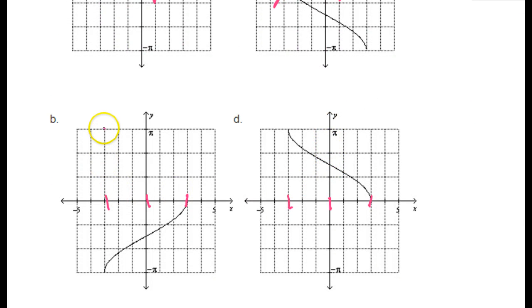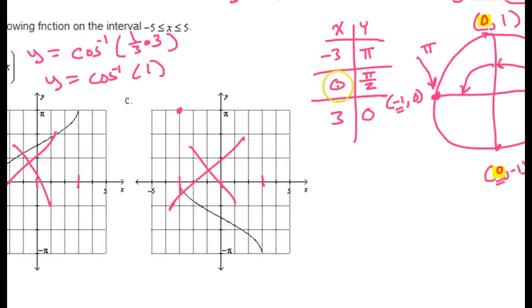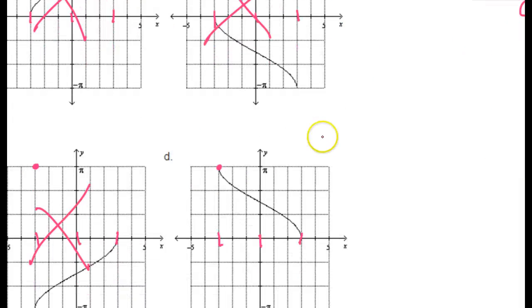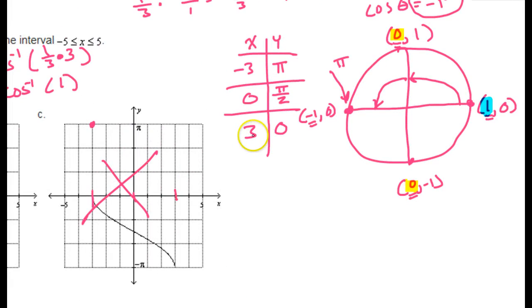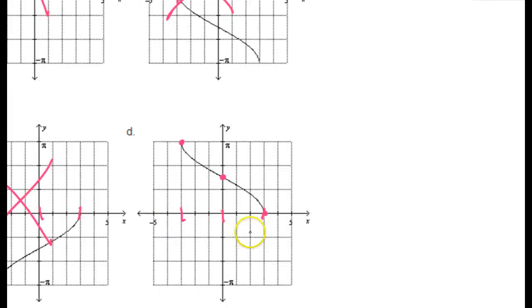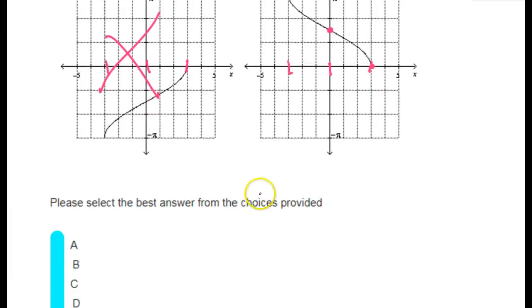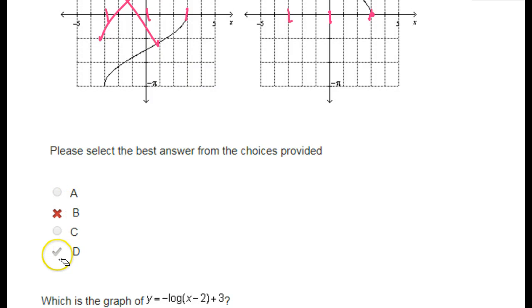Okay, (-3, pi) is right here, so that's not the answer. But option D looks good. (-3, pi) is right there. What about (0, pi/2)? Here's 0, and pi over 2 would be right there in the middle. And then we have (3, 0). (3, 0) would be right here. So clearly D is the answer. Let's go ahead and check the official answer. And now you know.